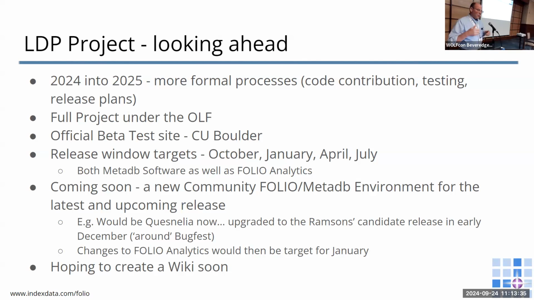And then what we would think is that the analytics queries that are part of the community would be available sometime in January. If Ramsons is released as scheduled in December, then maybe a month later, we might have those analytics queries updated to account for that.